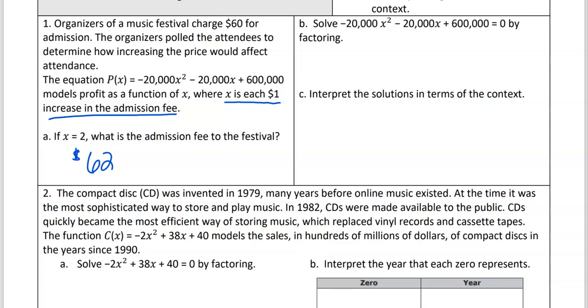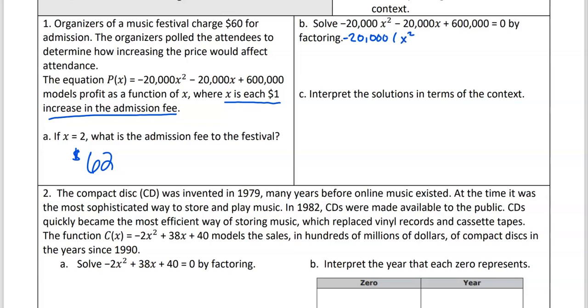So now we're going to solve it by factoring. Negative 20,000 X squared minus 20,000 X plus 600,000. What do you think we're going to do first, friends? Greatest common factor is going to be what? Negative 20,000. So let's take out negative 20,000 from everything.